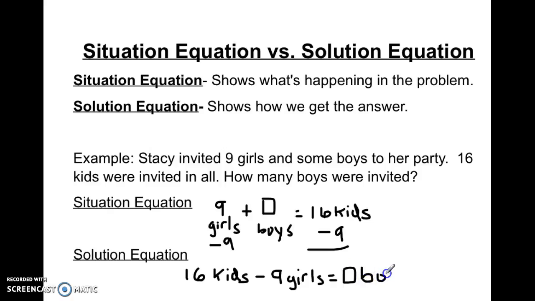All right, so this is my solution equation because this will actually bring me to a solution. So when I go ahead and solve it, 16 kids minus 9 girls ends up equaling a total of 7 boys. So you'll see the difference. The top equation was just showing us what was in the problem, and that's the situation equation. And the bottom equation here, the solution equation, actually helped us solve the equation. So that's the difference between the two.